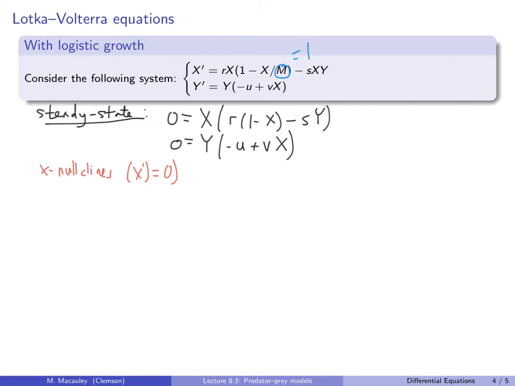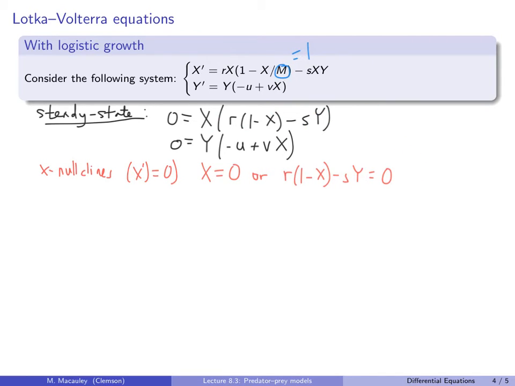So this happens either when x is 0 or when this equation is 0. So this happens when x equals 0 or when r times (1 minus x minus sy) equals 0. So x equals 0 is just a vertical line, and this thing is going to be a line with negative slope.